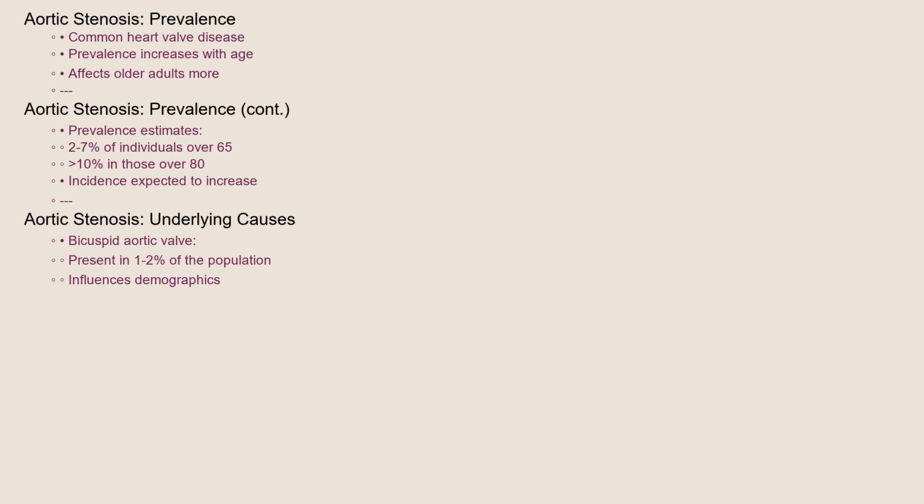Aortic stenosis is a fairly common heart valve disease, particularly among older adults. Prevalence increases significantly with age. Studies estimate that approximately 7% of individuals over the age of 65 have some degree of aortic stenosis, and the prevalence rises to over 10% in those over 80. The incidence of aortic stenosis is expected to increase as the population ages. The underlying causes can influence the demographics. For example, bicuspid aortic valve is present in about 1–2% of the population.